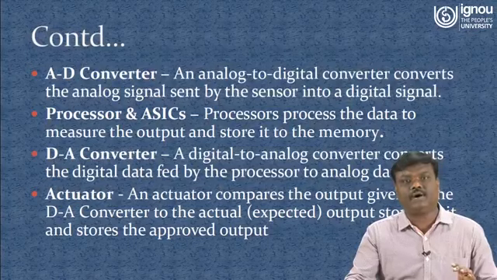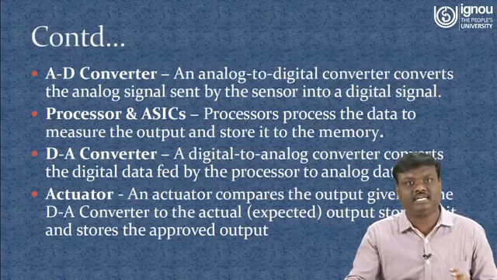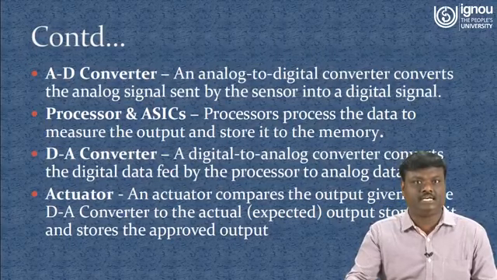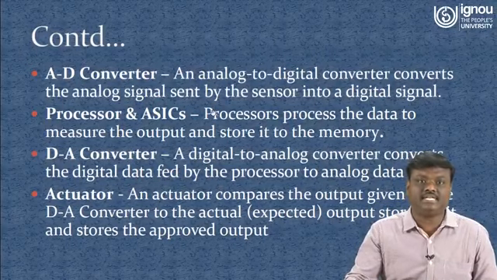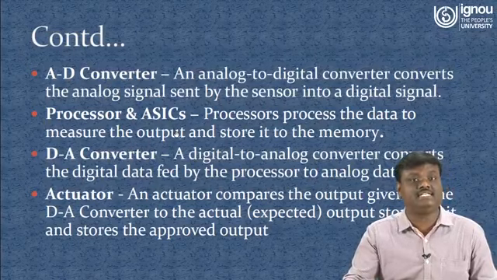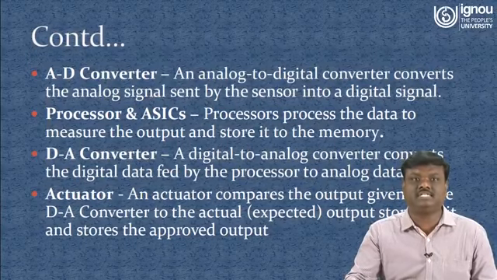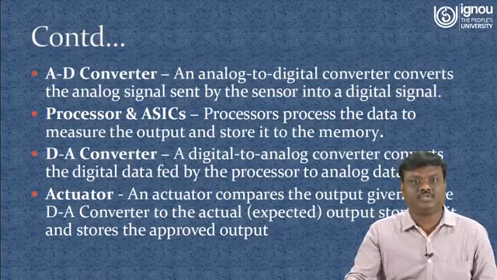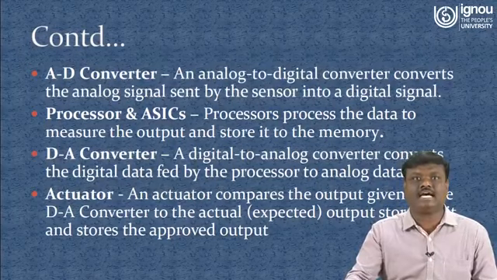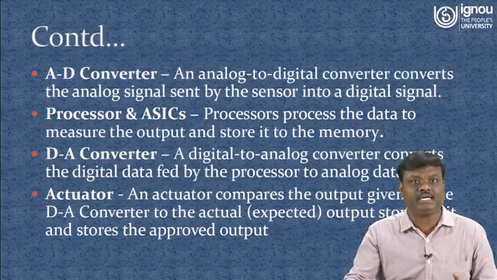Whenever the storage part comes into the picture, the memory plays the major role. Then there is another converter called the digital to analog converter, or D to A converter, which converts the digital data fed by the processor to its equivalent analog data. The last component we will talk about is the actuator. The actuator compares the output given by the D to A converter to the actual expected output that is stored in it, and stores the approved output.